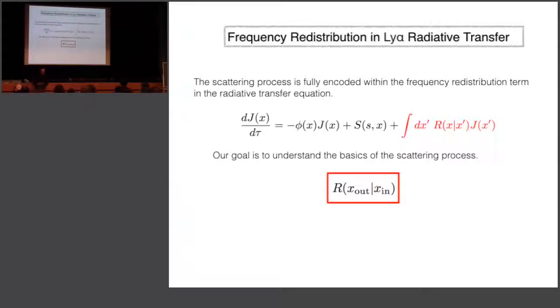Okay, so our goal is now to understand this scattering term. I would like to know R: what is R of x out given x in? My next slide is going to be blank, and that's because I'm going to talk a little bit on the white and blackboard, actually. So I'm going to have to do a lot of walking.